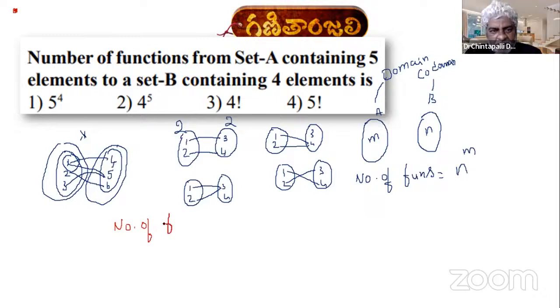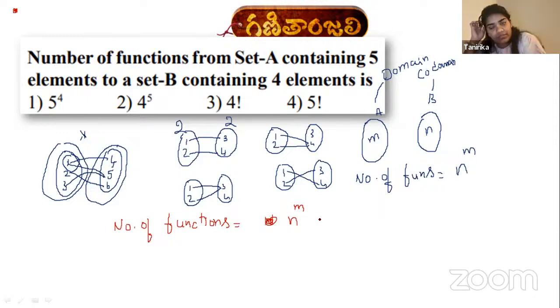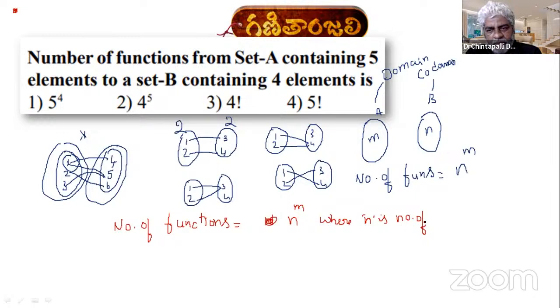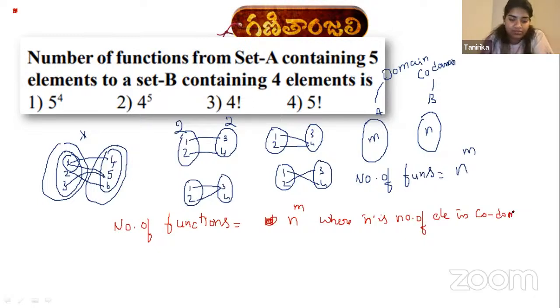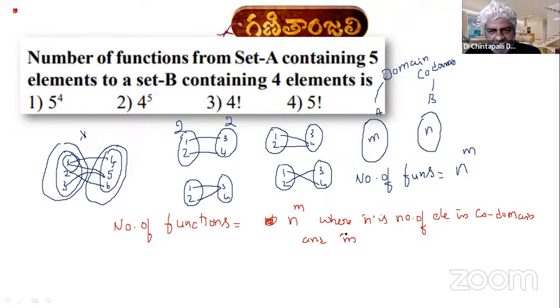Number of functions formula. The number of functions is simply n to the power of m, where n is the number of elements in the codomain, and m is the number of elements in the domain.